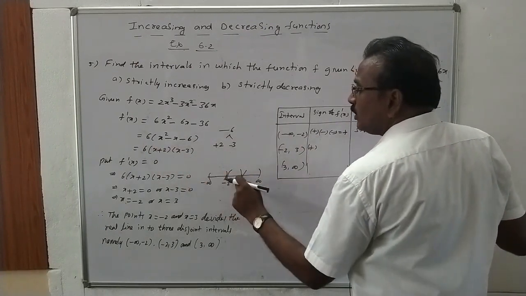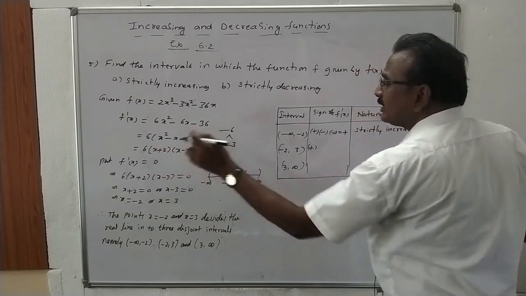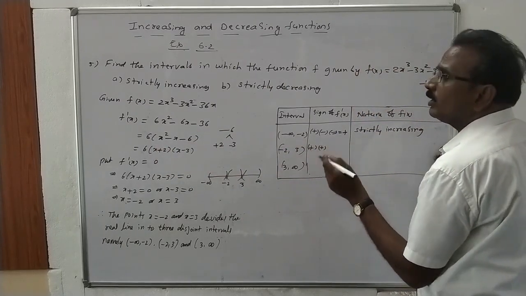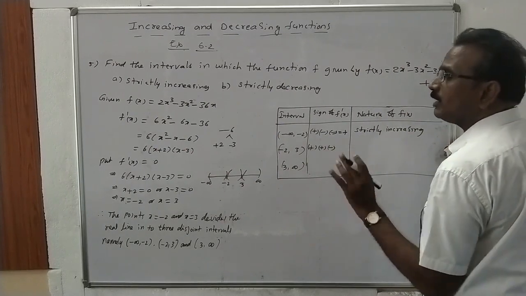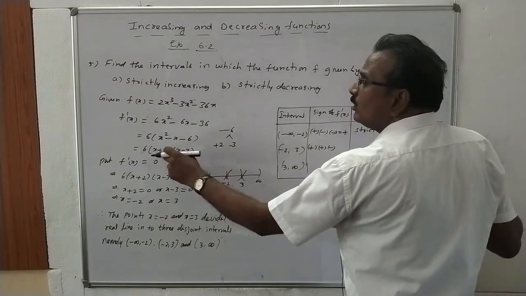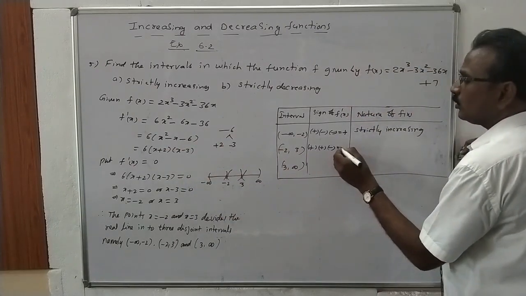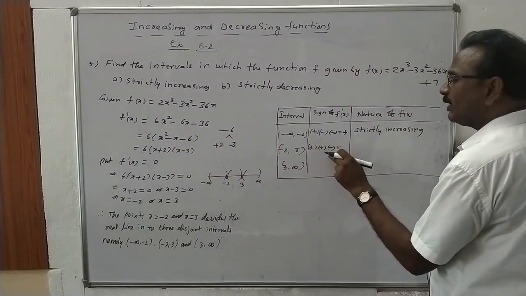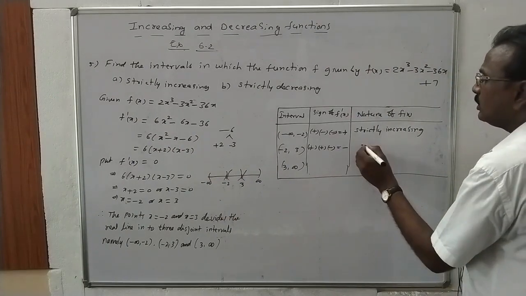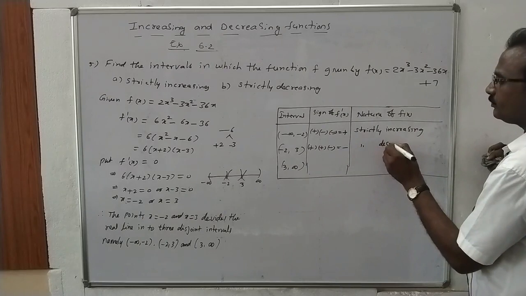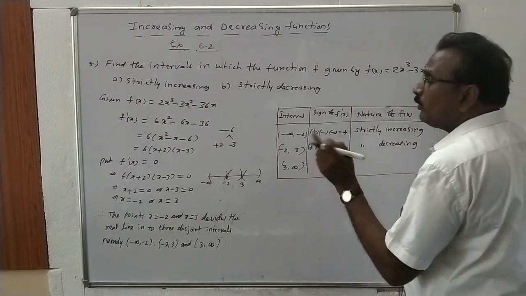Between minus 2 and plus 3, take any value. X plus 2 is positive and x minus 3 is negative. Suppose we take x is equal to 1: 1 plus 2 is 3, 1 minus 3 is negative. So plus into plus is plus, plus into minus is minus, which is negative. Total f dash x is negative, strictly decreasing in this interval. Next, 3 to infinity.